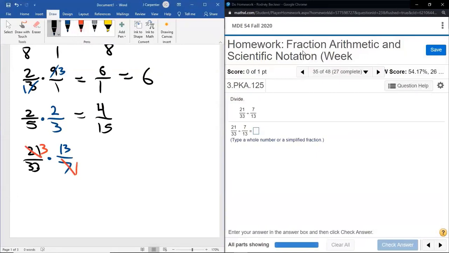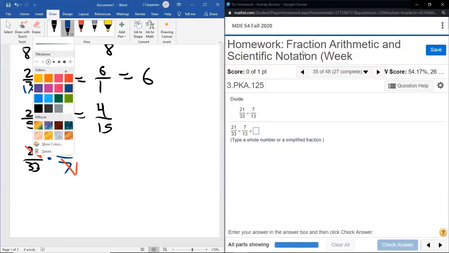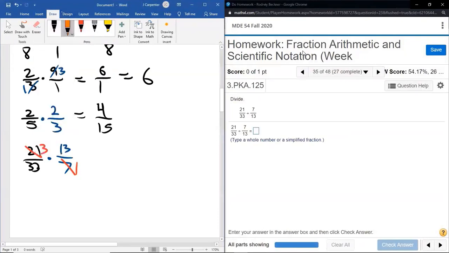So I can take, let me pick just a different color to show you the coordination. 3 goes into 3 once, and 3 goes into 33 11 times. And that's all that's going to simplify before we multiply straight across. 1 times 13. And if you want to rewrite everything, 1/11 times 13/1. Some people like doing that. And you'll get 13/11.